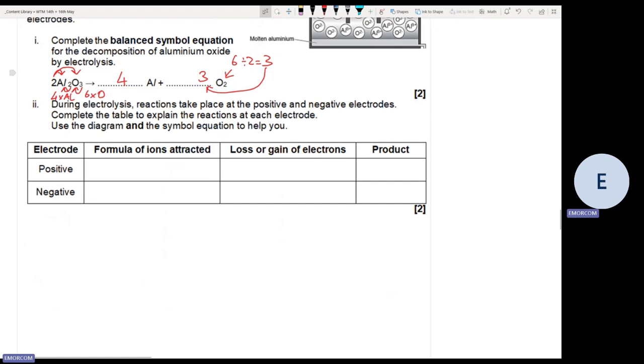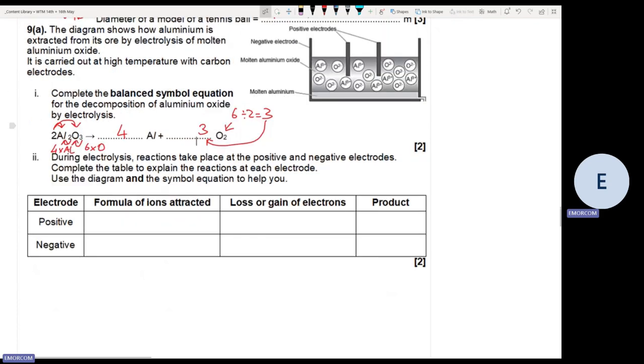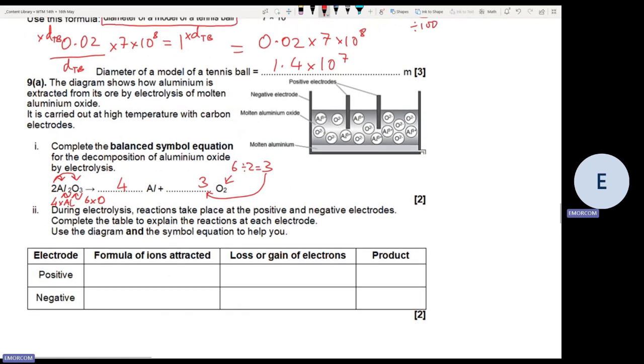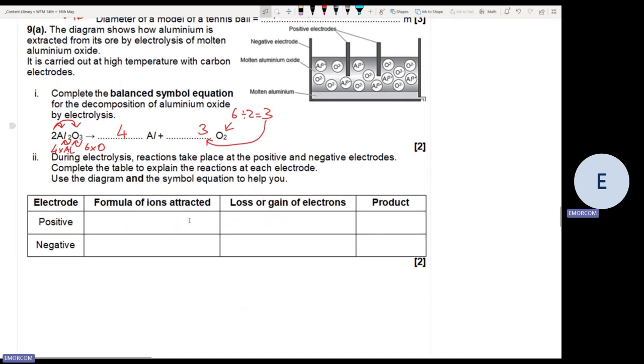Part 2 says, during electrolysis, reactions take place at the positive and negative electrodes. Complete the table to explain the reactions at each electrode. Use the diagram and the symbol equation to help you. So we've got our positive electrodes, our negative electrodes, and we've got these ions that they've shown us. We've got Al3+ ions and O2- ions. So I'll write those down here. These are the ions that we are dealing with.